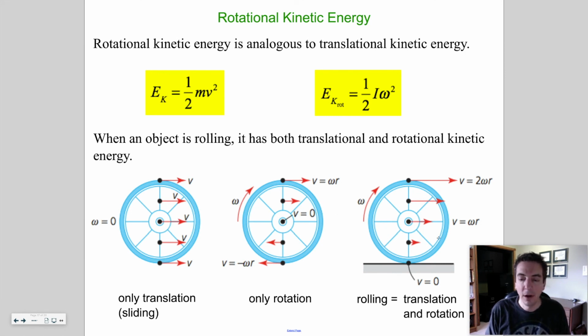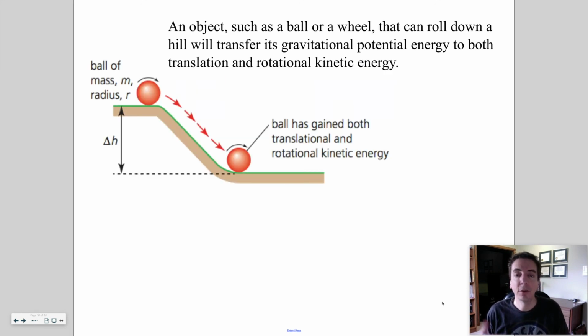But let's say you've got a wheel that is rolling. It has both rotational kinetic energy and translational kinetic energy. So an object such as a ball or a wheel that can roll down a hill will transfer its gravitational potential energy not only to translational kinetic energy, but also rotational kinetic energy.